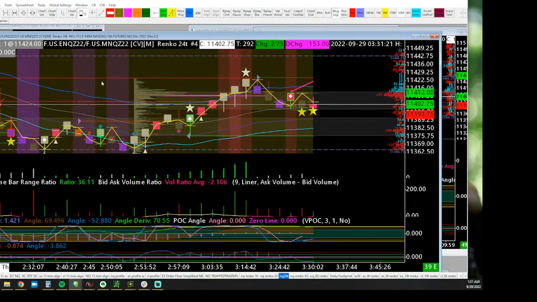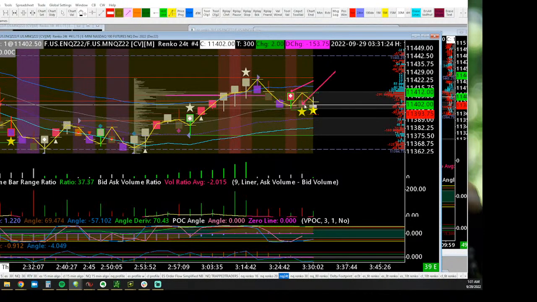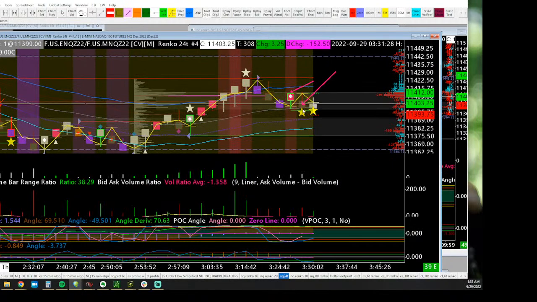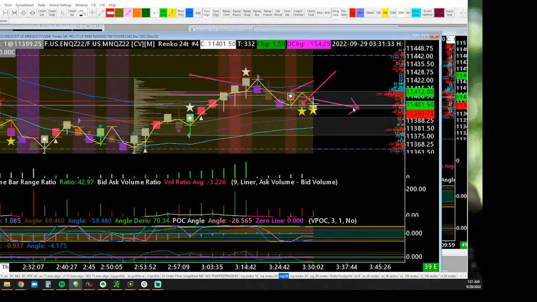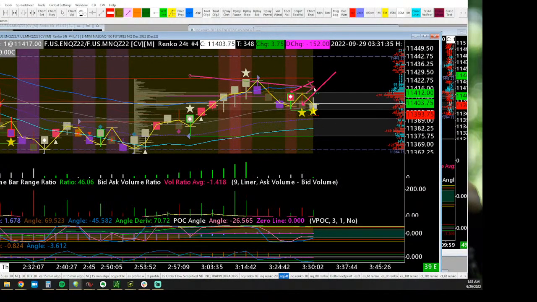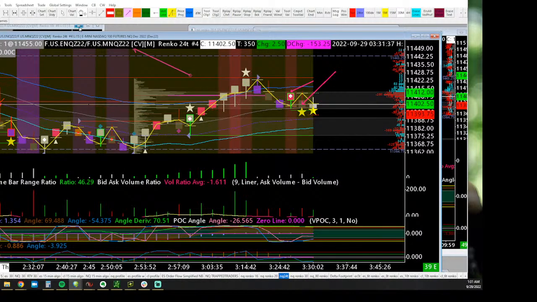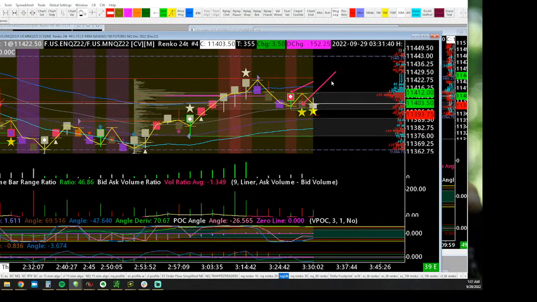Until there's not. So rather than just selling here, even though it's a pink bar star, it's not at the location I want. Instead, I'll wait to see if they confirm it. And by the time they come back up, if they reject it, this blue line will have come down and my location will be correct.